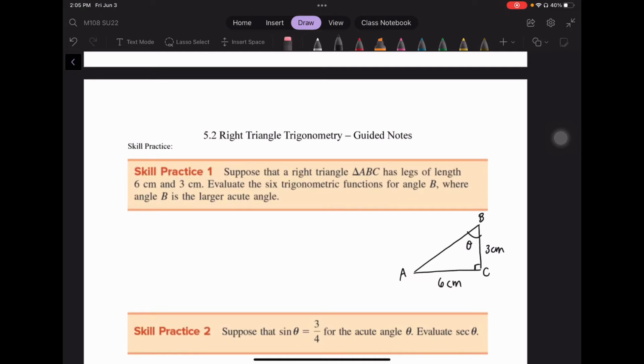In our drawing here, we have our right angle, we have our angle theta that represents angle B, and we have our side lengths. Now we need to find our missing hypotenuse, and we do that using the Pythagorean theorem. And so our hypotenuse is going to be equal to the square root of 6 squared plus 3 squared.